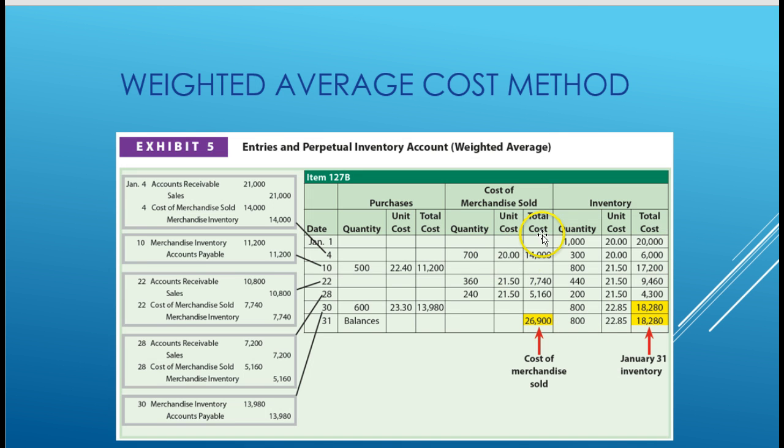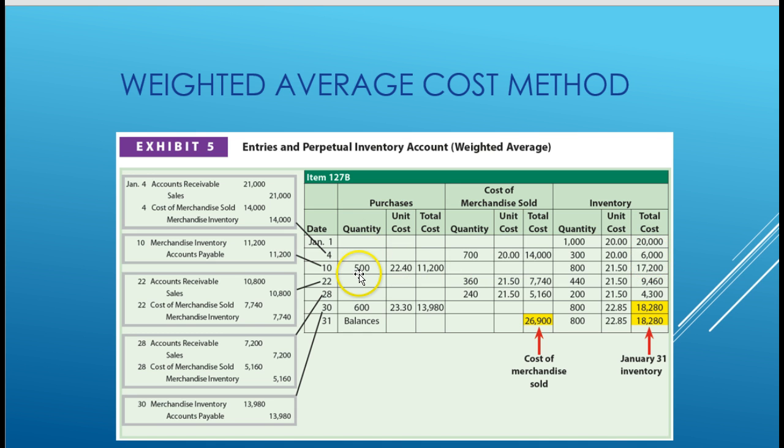Okay, same scenario. We've got 1,000 at $20 each, so we have a beginning cost of $20,000. We sold some here, so that's 700 times 20. That's the same equation we've been making all along. So our cost of goods sold is 14,000. That leaves us 300 at $20, or $6,000 left in inventory.